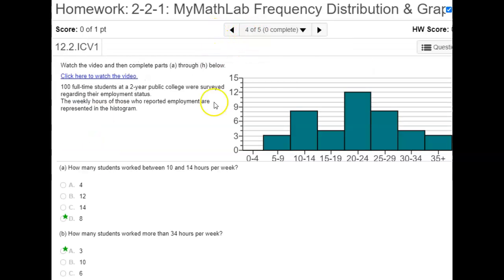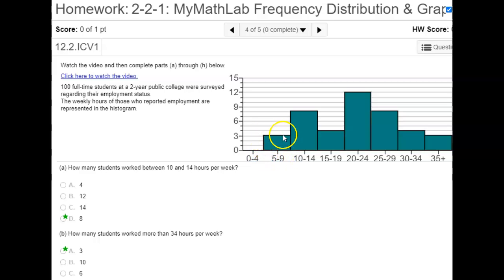For question 4, we have a histogram here. And watch this video, it gives a good introduction to histograms and also frequency distributions. For question A, how many students worked between 10 and 14 hours per week? So the numbers here on the bottom horizontal axis are our range of data values. And the height of each bar represents how many people fall within each of our different data value ranges.